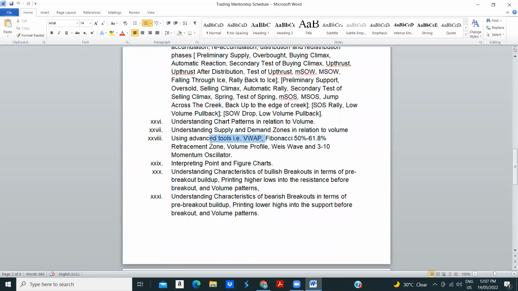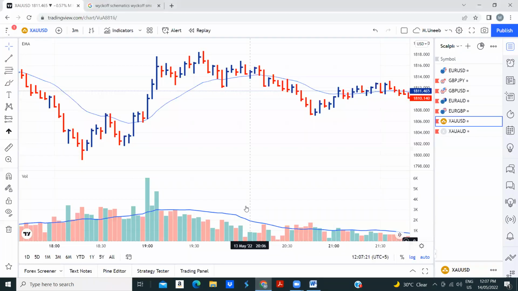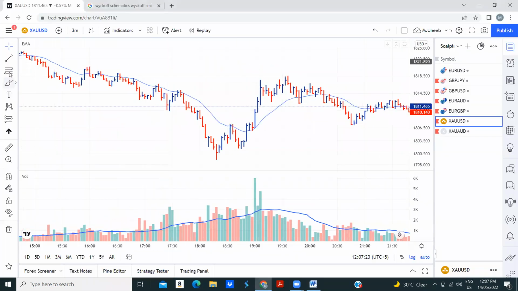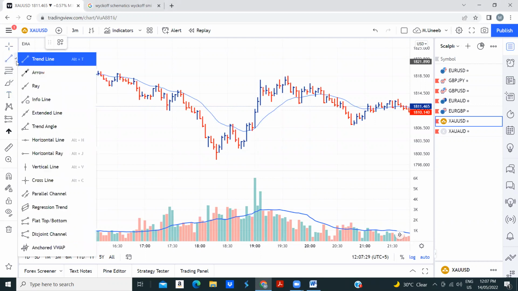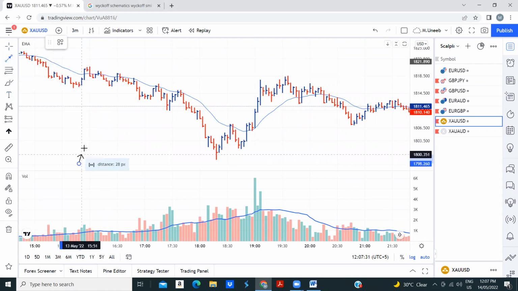Fibonacci 50% to 61.8% retracement zone. Let me explain this. Fibonacci is a retracement tool. For example, like you have an uptrend. You go up. You have an uptrend, right?